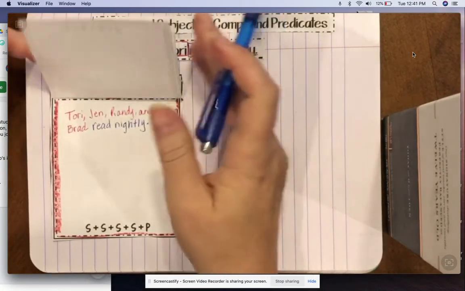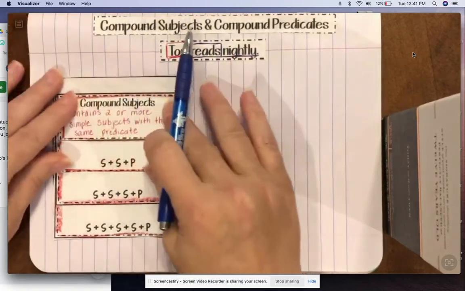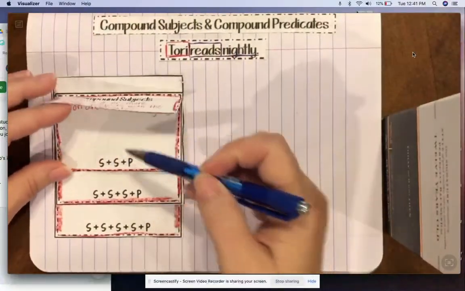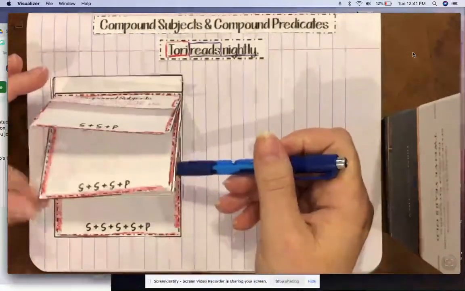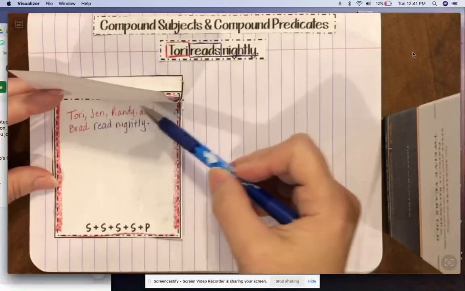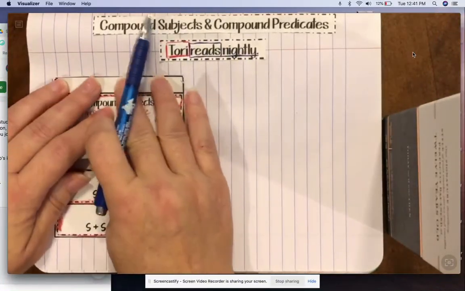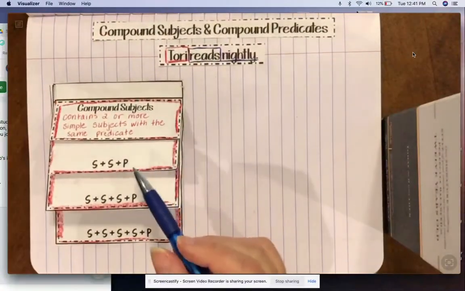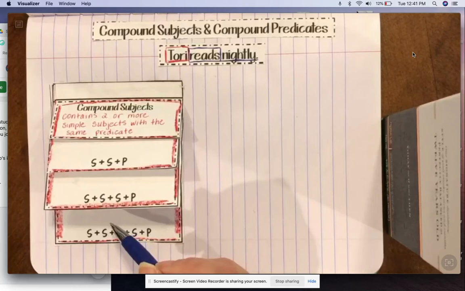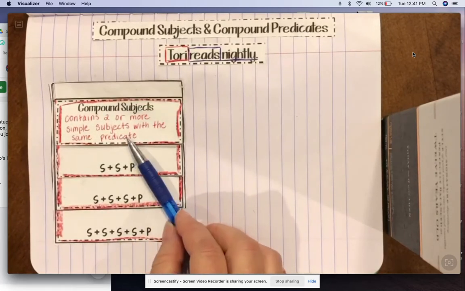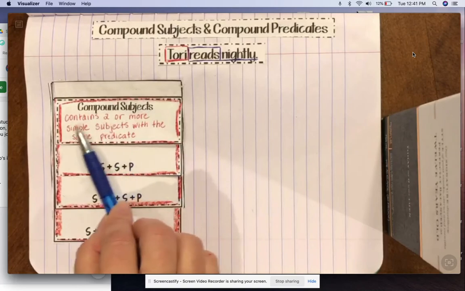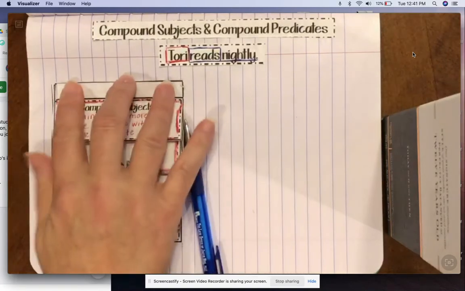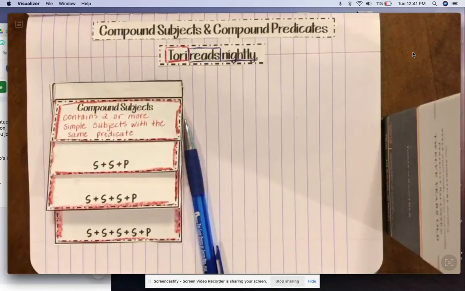I have a compound subject on all of these example pages. I have Tori and Jen, then with three simple subjects, Tori, Jen, and Randy. And then I have Tori, Jen, Randy, and Brad. And I did that by combining more people with fanboys that we learned. And the fanboy that we are using to combine people is and. So that's one way that we can use compound subjects. Tomorrow, we're going to talk about compound predicates.